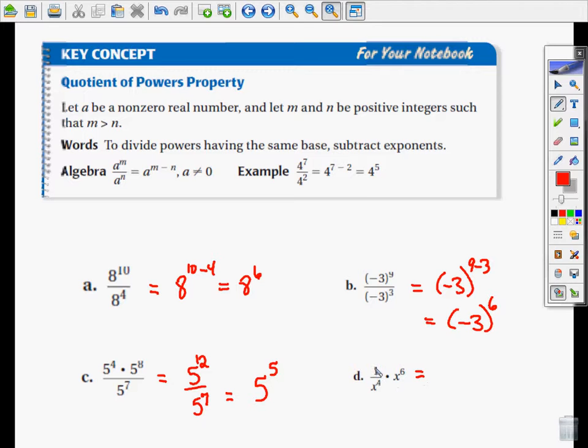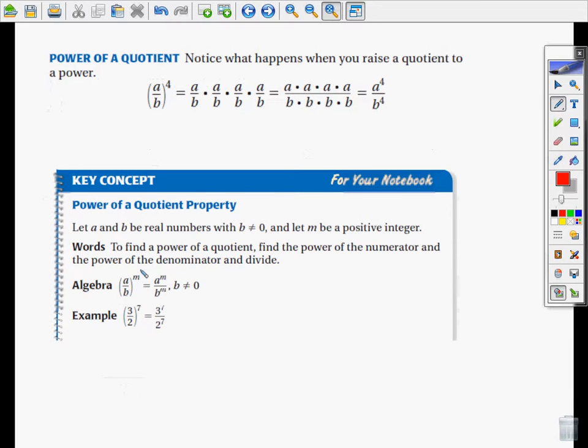Here I'm going to multiply 1 times x to the 6th, which is x to the 6th. My denominator is x to the 4th. X to the 6th divided by x to the 4th is x to the 6 minus 4, which is x to the 2nd power. So quotient of powers. Quotient means division, and we have our powers here.